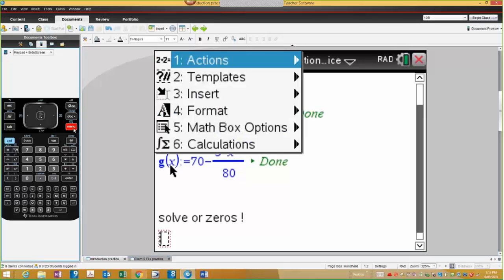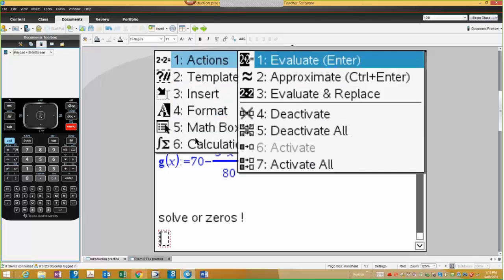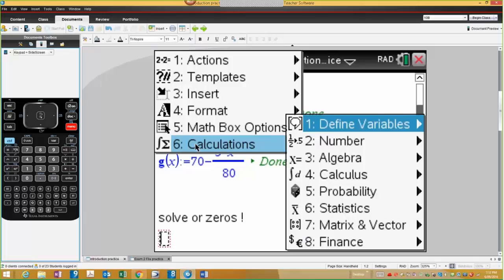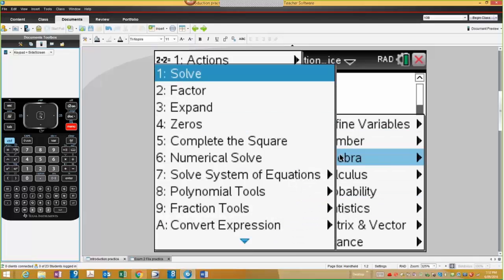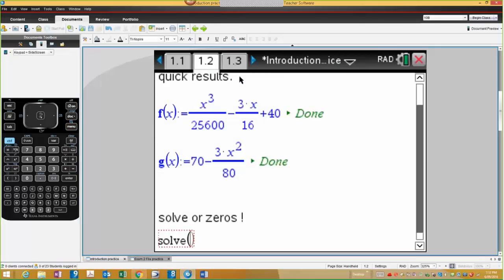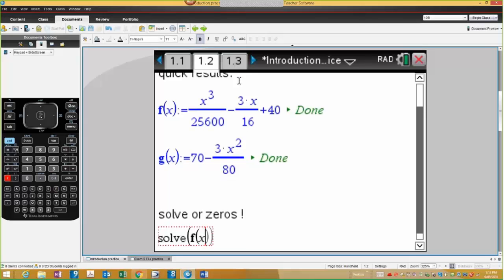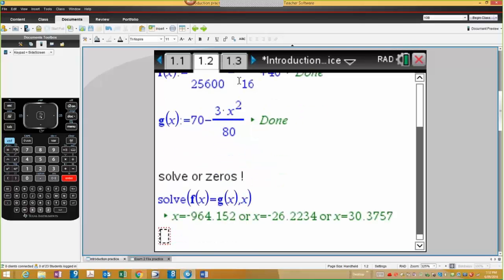If I press the menu here, the initial menu choices are a little bit different to what we're used to seeing, but as soon as I go to calculations, this menu is the one that most of us will be familiar with. So if I go to algebra, I can then go to solve and choose the solve feature on the calculator. So if I solve f of x equals g of x, comma x, I get the points where those two graphs cross.